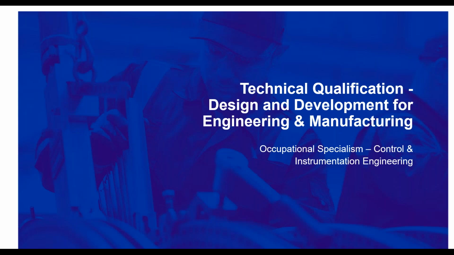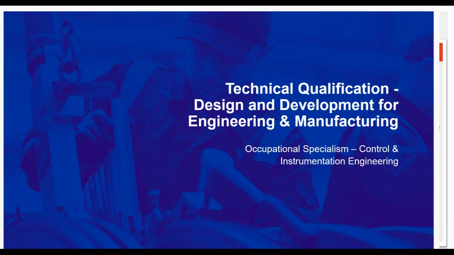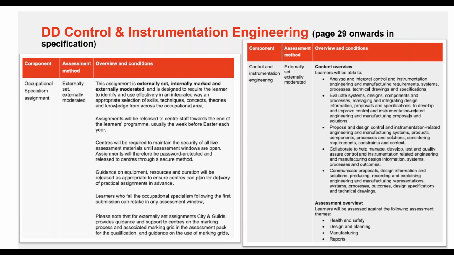So I'm just going to go through control and instrumentation engineering. So control and instrumentation engineering, exactly the same content and assessment method. So externally set, externally moderated. Still those 4 assessment themes. So health and safety, design and planning, manufacturing reports. And again, the same content overview. So analysing, evaluating, proposing, collaboration and communicating. So again, following that same assessment process that's been identified in the other occupational specialisms.